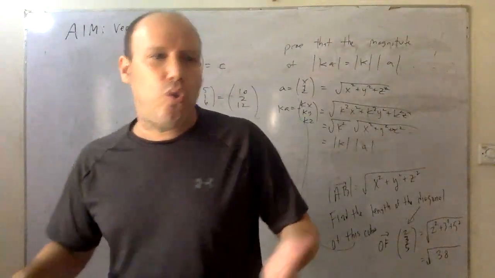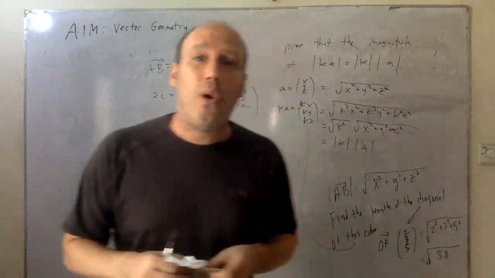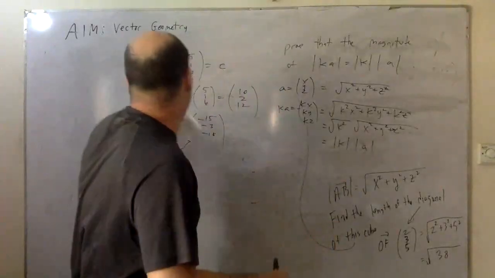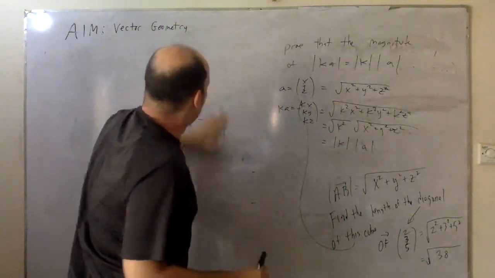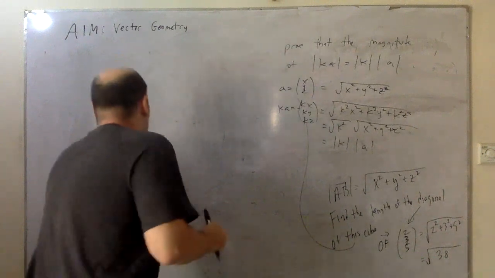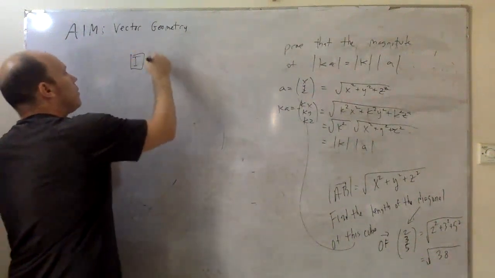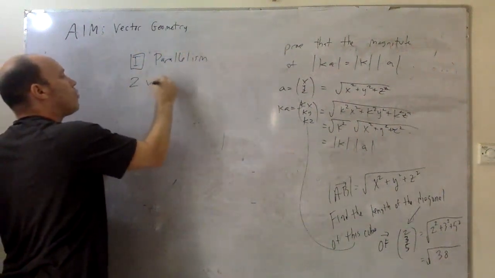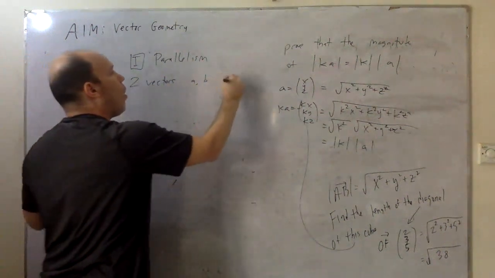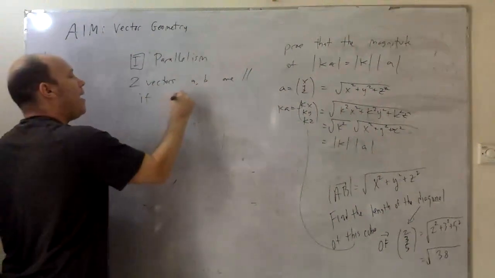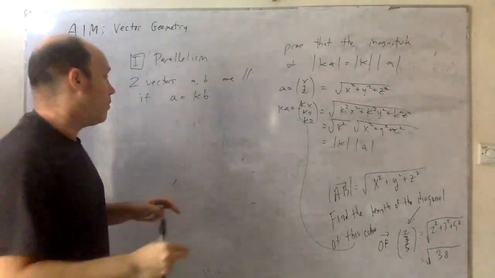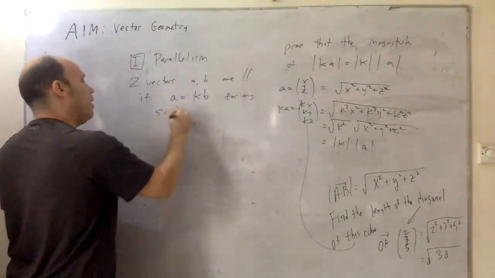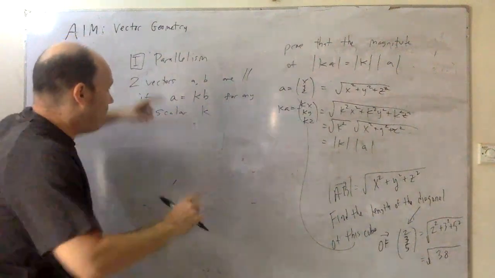And last thing is something called parallelism. When are two vectors parallel? So now we have two vectors in 2 space, but we also have vectors in 3 space. And the first thing we want to talk about is the relationship between those two vectors. So let's move on to the last little unit, unit I, and that's called parallelism. And the question is, two vectors, A and B, are parallel if A is equal to kB for any scalar k.